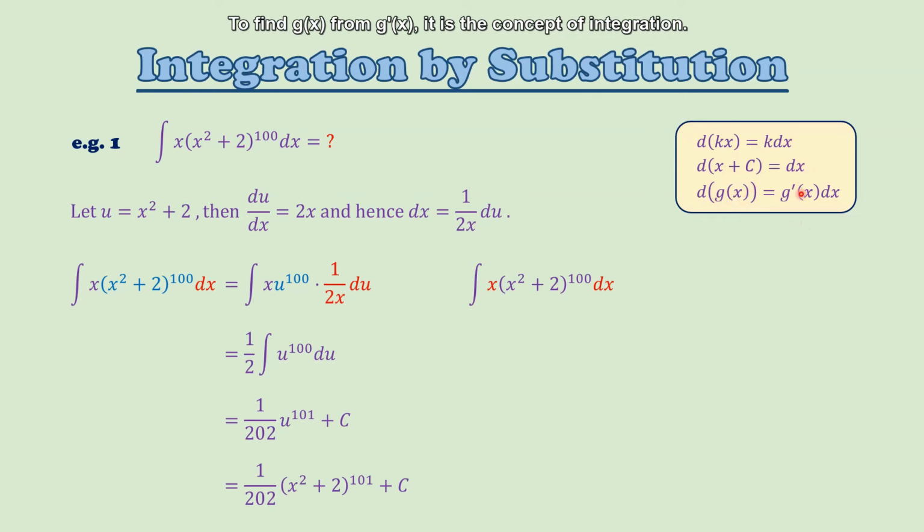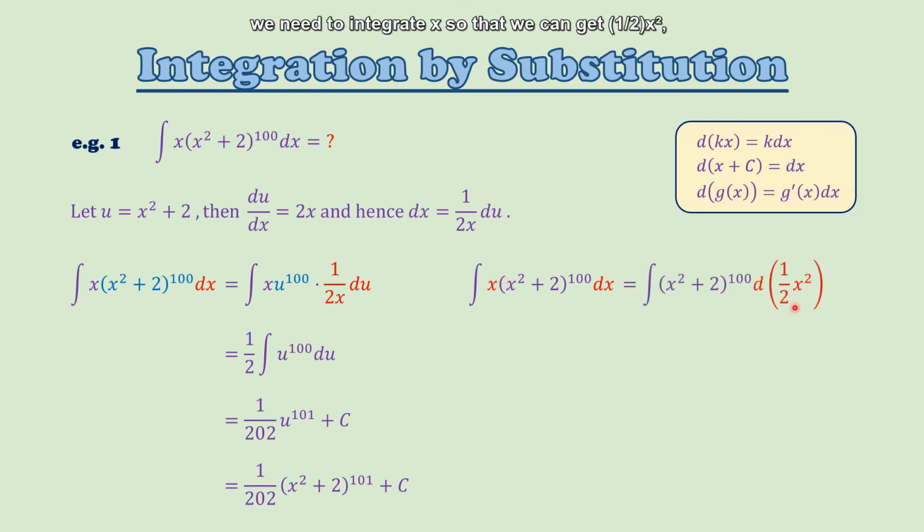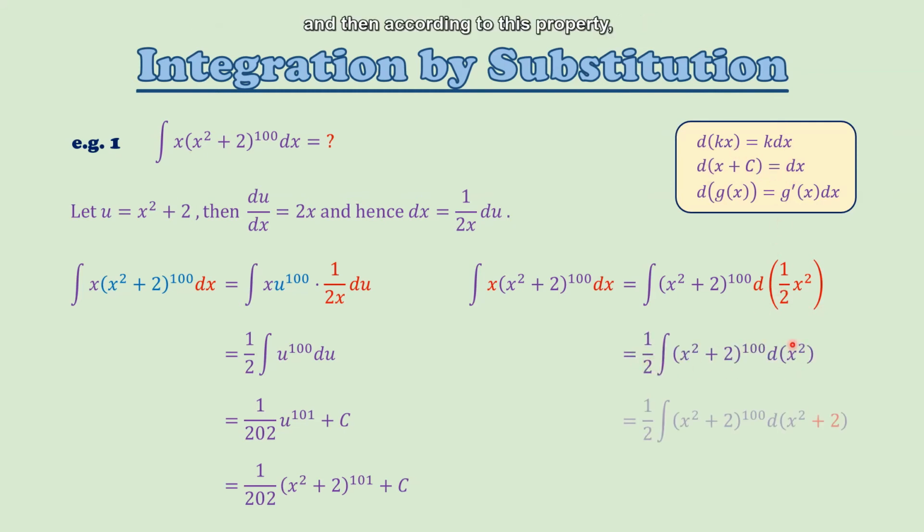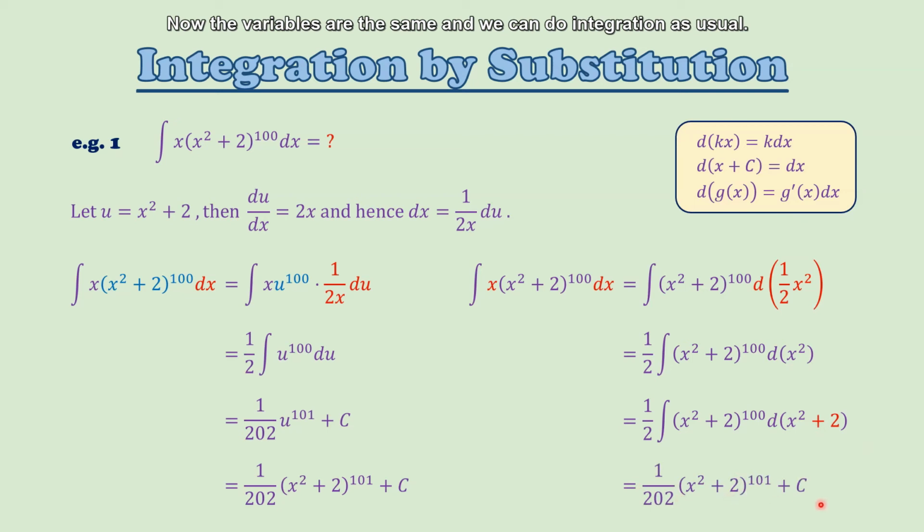To find g(x) from g'(x), it is the concept of integration. We want to find a primitive function of this. That means now when we want to put x inside dx, we need to integrate x so that we can get 1 over 2 times x squared, and it is inside the differential. And then according to this property, this half can be taken out. And then according to this property, we can add 2 inside the differential. Now the variables are the same, and we can do integration as usual.